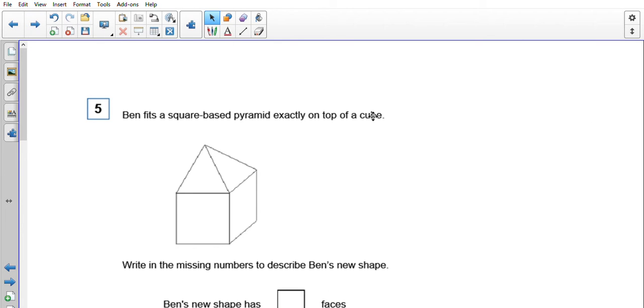Number 5, Ben. Shout out to Ben. Ben fits a square-based pyramid exactly on top of a cube. These questions are important with the language they use. Exactly means there's no overlap. It means there's no extra faces, extra edges, anything else created. It means where the edges meet, the edges meet. So that's important to know. It's important to identify the language they use. It says to write in the missing numbers to describe Ben's new shape.